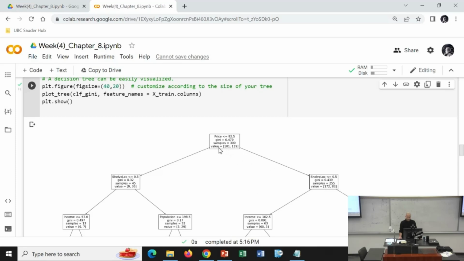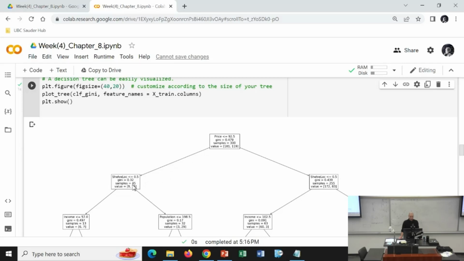Then value shows the distribution of the two classes between those samples. So from the 300 samples that we had, 181 of them belong to class 0, which means sales was not high. And 119 of them belong to class 1, which means sales was higher than 8,000. So you can see that when price is less than this, when the answer to this is a yes, then we end up in this region.